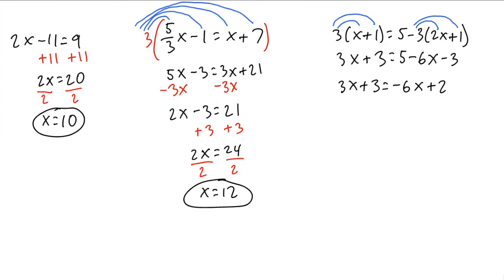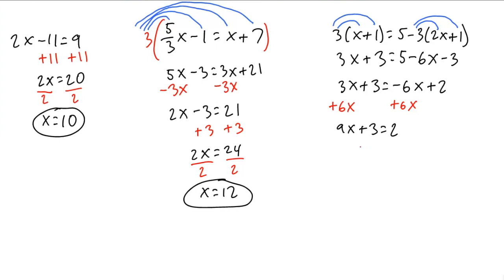Then, we want to get the x's together again. So, negative 6 is the smallest because it's negative. So, add 6x to both sides. That way we're going to end up with a positive x, so that's a good thing. That'll give us 9x equals, these cancel to leave just 2.